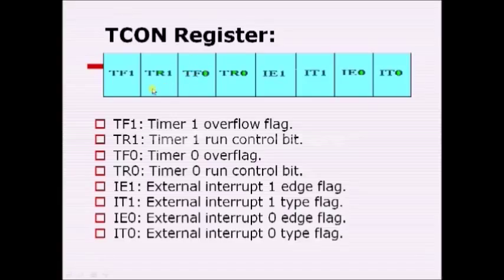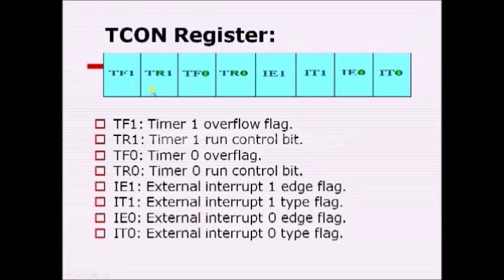Okay, now after initializing the timer, we have to start the timer. That is done with the help of these TR bits. TR0 is used for starting or stopping timer 0, and TR1 is used for starting or stopping timer 1. For example, if I have a digital watch, after initializing the digital watch, I need to press the start button provided on the watch. Then only the clock runs, then only the timer runs. So here the same thing is done with the help of these bits.